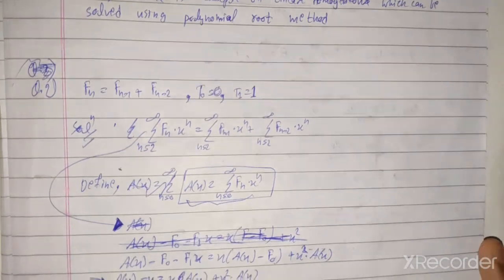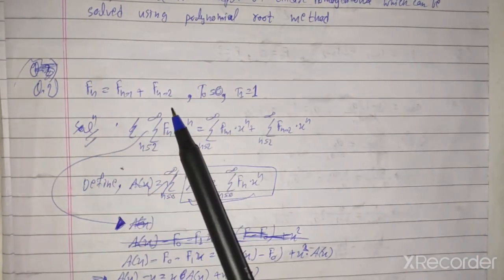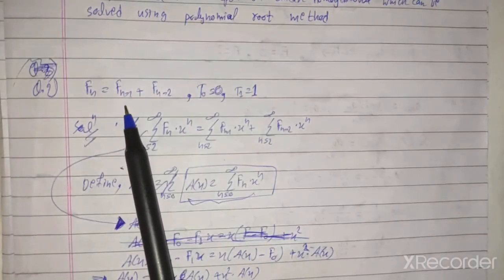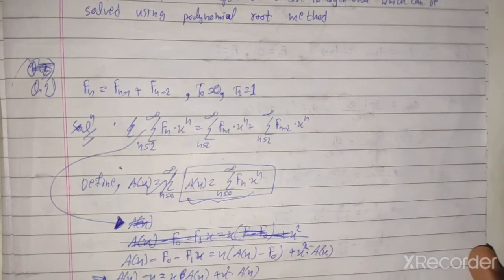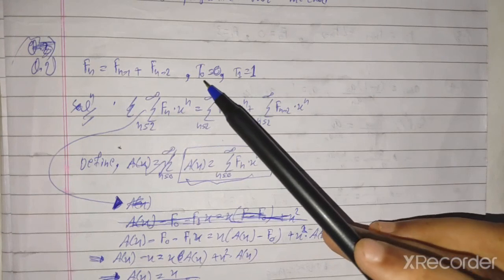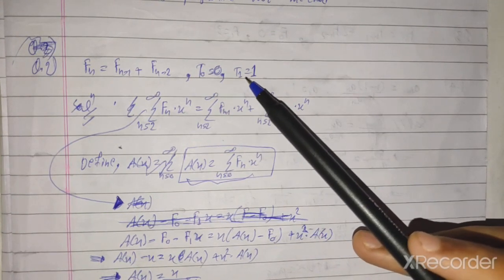Let's see one more famous relation, that is the Fibonacci series. What it does, basically f_n is equal to the previous term plus one more previous term, f(n-1) plus f(n-2). Okay, and we have been given f_0 is 0, f_1 is equal to 1.